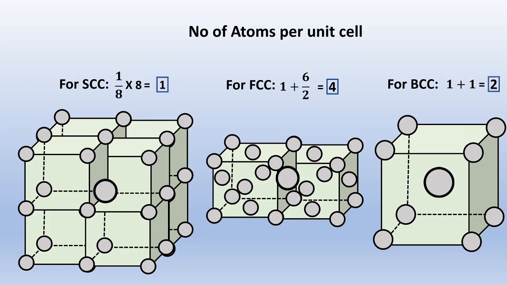So now we have calculated the number of atoms per unit cell for each type of crystal. For SCC it is 1. For FCC there are 4 atoms present per unit cell, and for BCC the number of atoms present per unit cell is 2. Next we will learn how to calculate atomic radius for different types of crystals. We will start with SCC, that is simple cubic crystal.